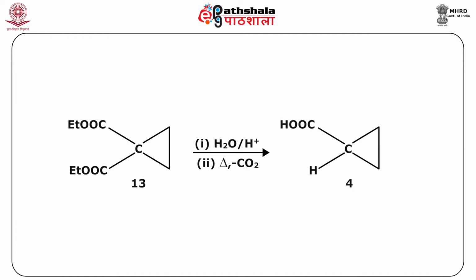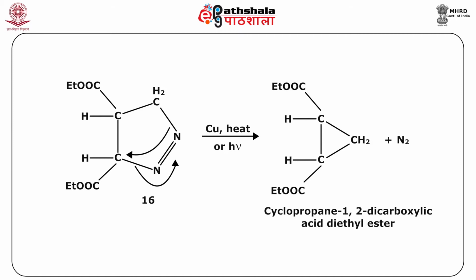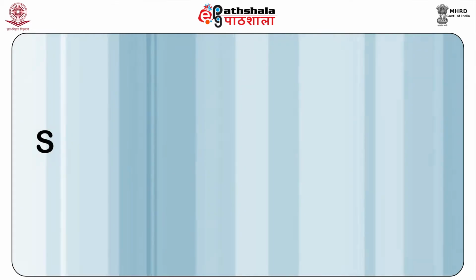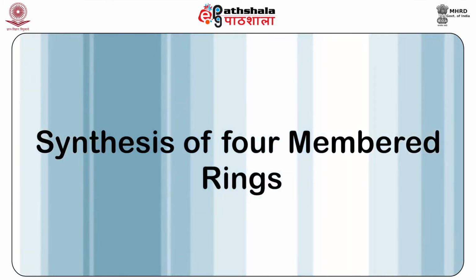In the next step, the hydrolysis and decarboxylation of cyclopropane derivative 13 gives the target molecule, cyclopropane carboxylic acid. If the reaction is done using potassium hydroxide and platinum as a catalyst via the thermal route, it is known as Kirchner's cyclopropane synthesis.